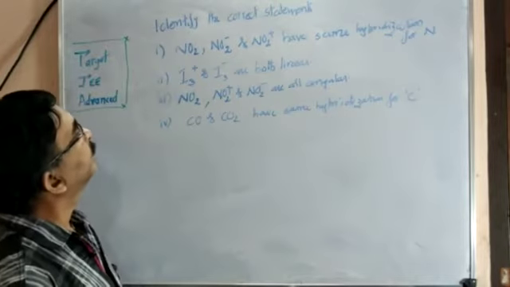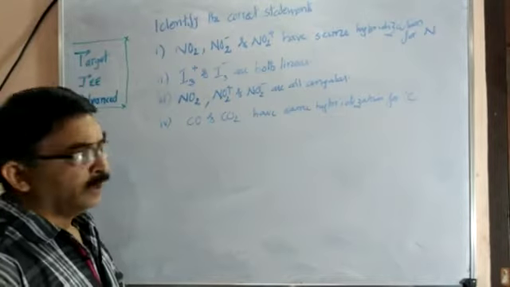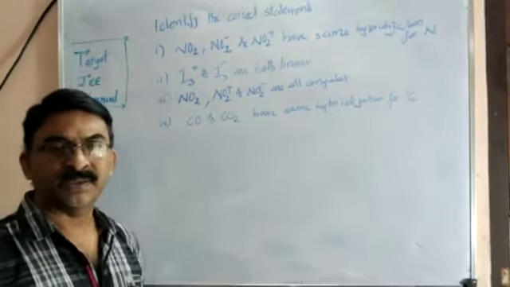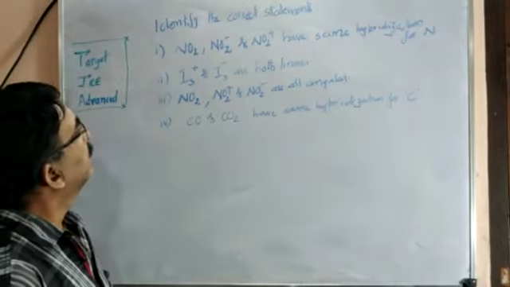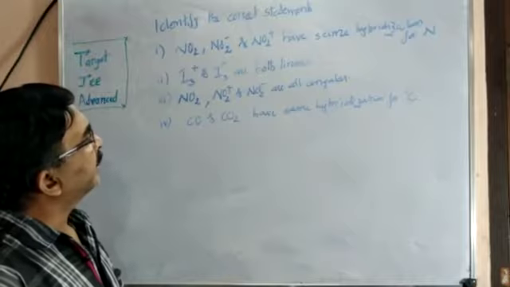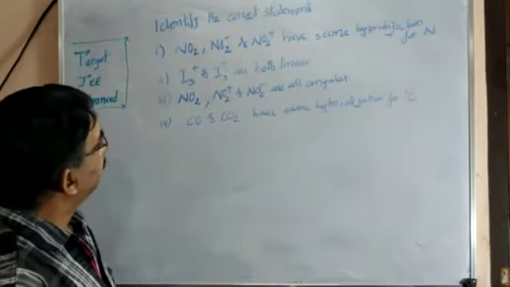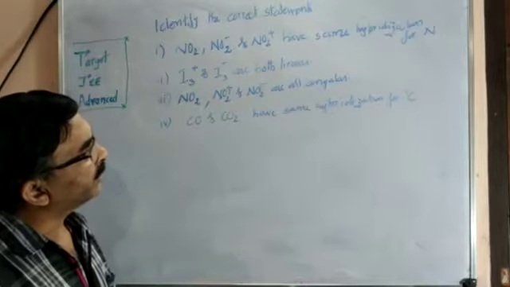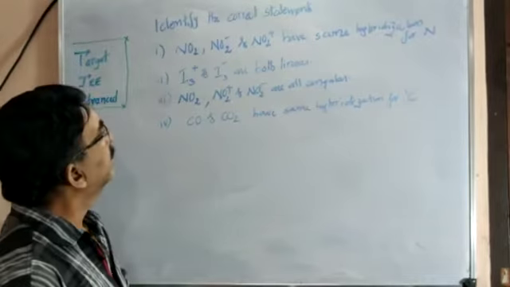This day we have the question. It's from chemical bonding regarding hybridization, structure, shape, etc. Identify the correct statements. First one, NO2, NO2 minus and NO2 plus have same hybridization for nitrogen.